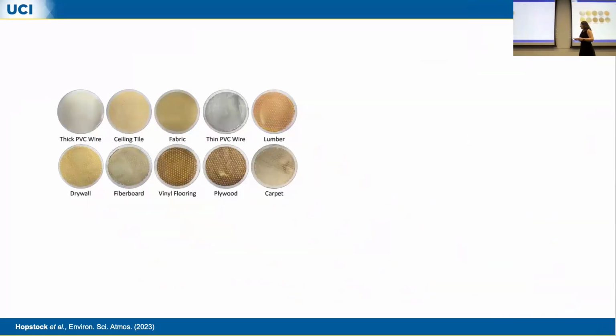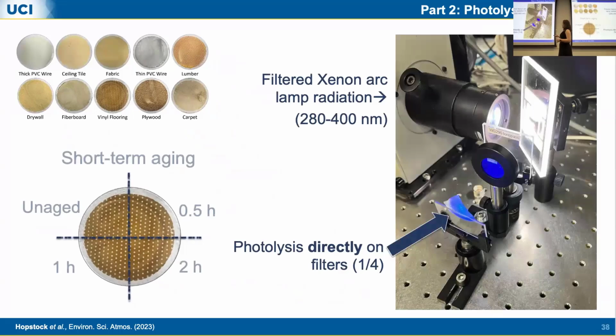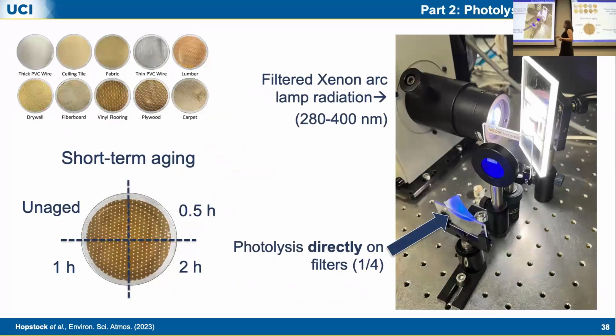And then after that, we took each filter, we cut it into 4 pieces, and we conducted photolysis experiments. We left 1 quarter unaged, the other quarter half hour or 1 hour or 2 hour of photolysis time. And we placed it directly in the path of this xenon arc lamp with radiation between 280 and 400 nanometers. And so we put these long pass bandpass filters in here to filter out the light and keep it within its range.